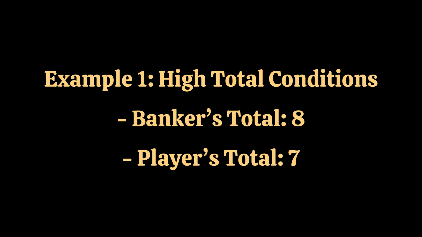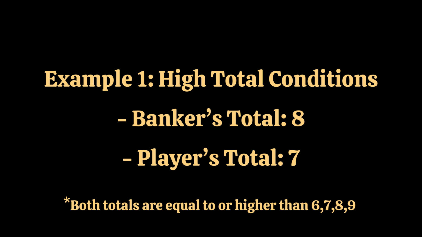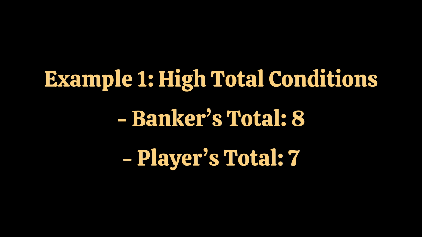Example 1, high total conditions. Banker's total, 8. Player's total, 7. The total for both sides is 7 or higher. Since the banker has a higher total, you should bet on banker for the next wager.